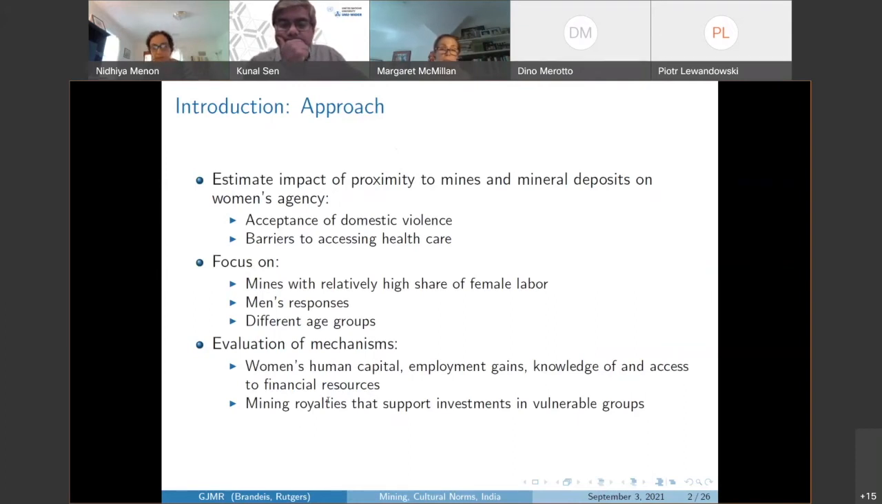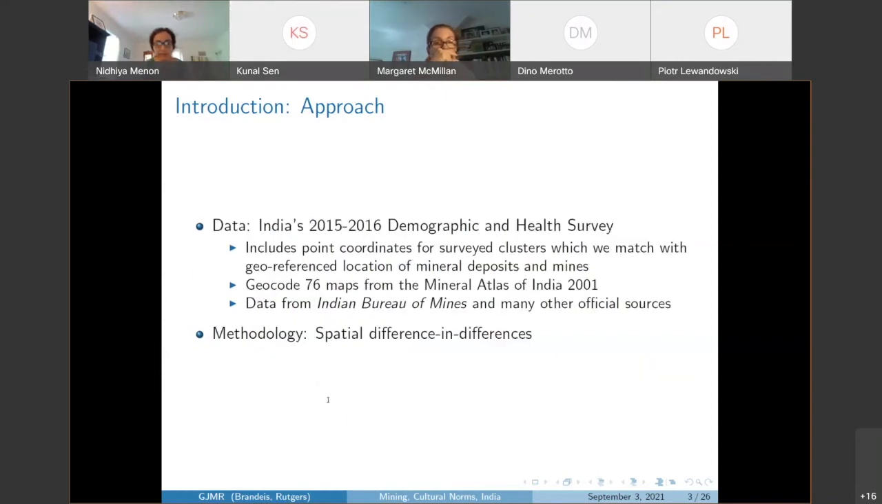And then we're going to break down all of this by age groups to see whether there's heterogeneity along those lines. The mechanisms that the paper examines in detail, and I'm not going to have time to show you everything, are human capital, employment gains, and knowledge of and access to financial resources. And what I will show you here is this new thing that India brought into effect about 5 years ago, where mining royalties have to be shared with vulnerable populations that are resident in that area.